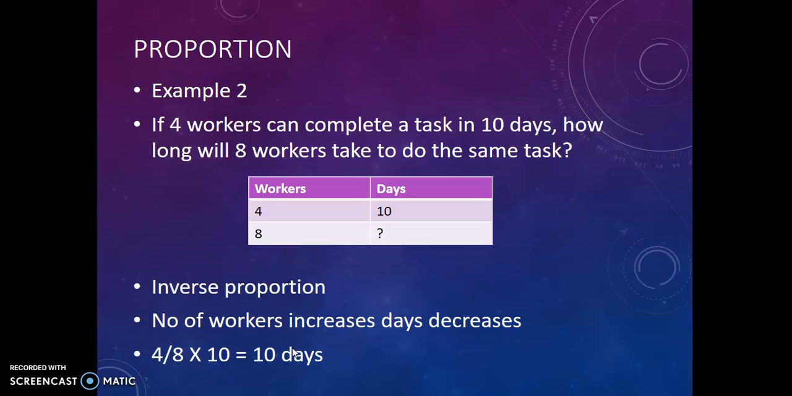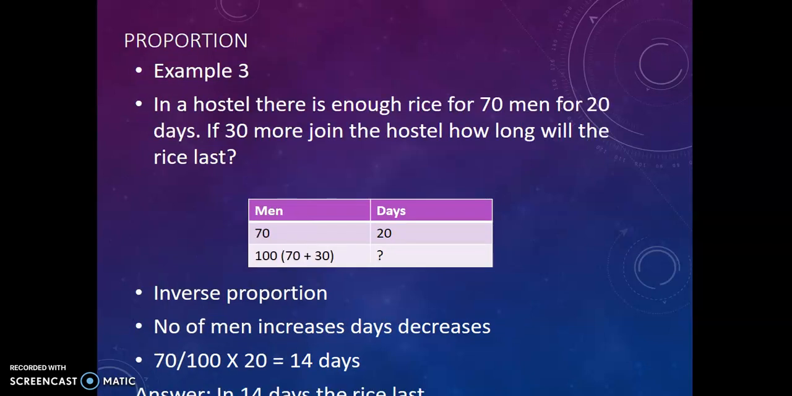So in indirect proportion, we write the numbers in a straight format, so 4 by 8. So the answer is 10 days. 8 workers can finish the same task in 10 days.